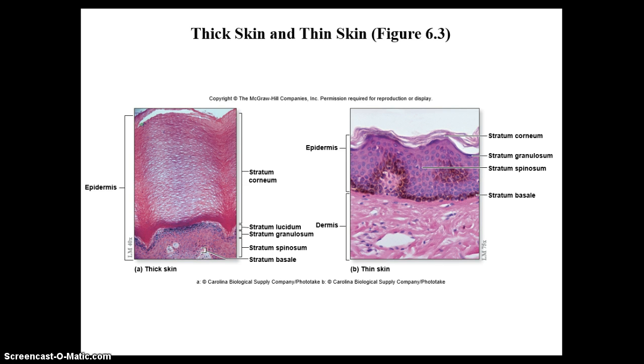Thin skin covers the rest of your body and only has 4 layers in the epidermis. There is no stratum lucidum. Thin skin has sweat glands, sebaceous glands, and hair follicles.